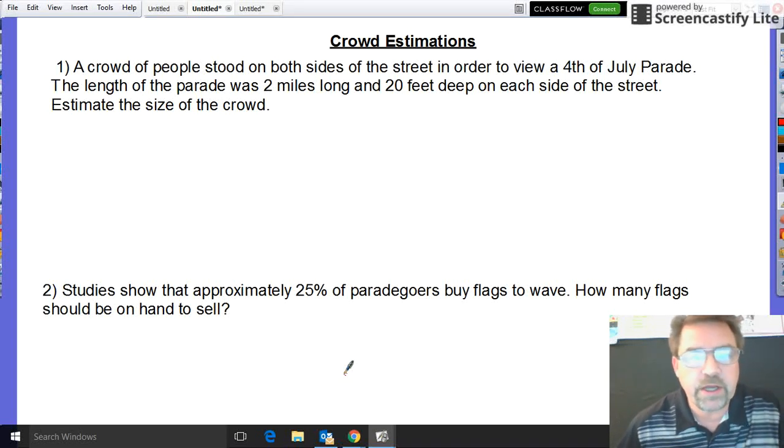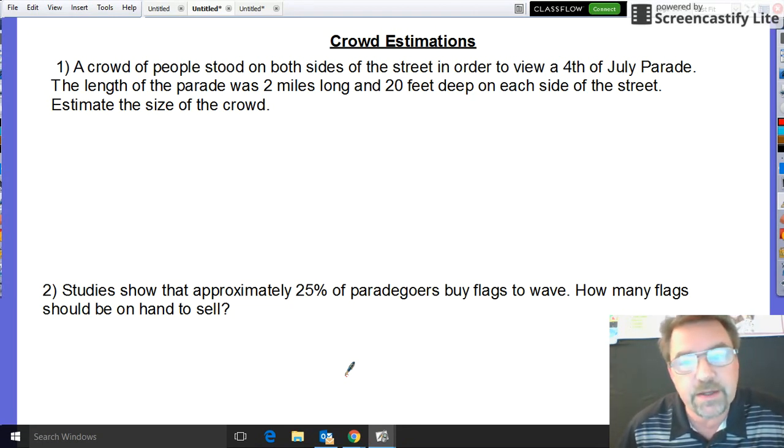Okay, so we're going to go ahead and take a look at crowd estimations. Basically, we're going to look at the rule of thumb and how to apply it, and also what we're going to do with the crowd estimation, why we would actually want to find a crowd estimation. So let's take a look at what we have here.